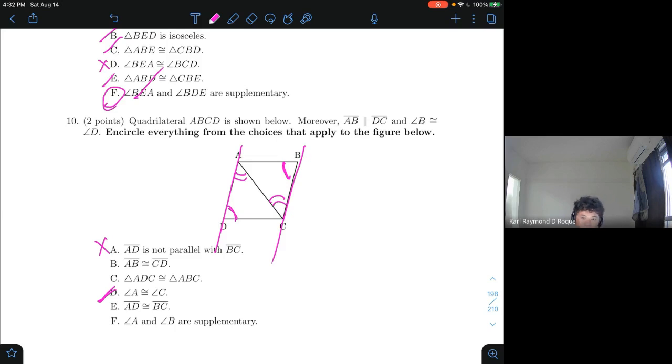AB is parallel to CD, congruent to CD, wait. Pero by SAA, makikita natin na triangle CAB is congruent to triangle ACD. No? So, tama ito. Ito mali. Mali ng order. Yes, A and B are supplementary. Yes, kasi parallelogram yan.